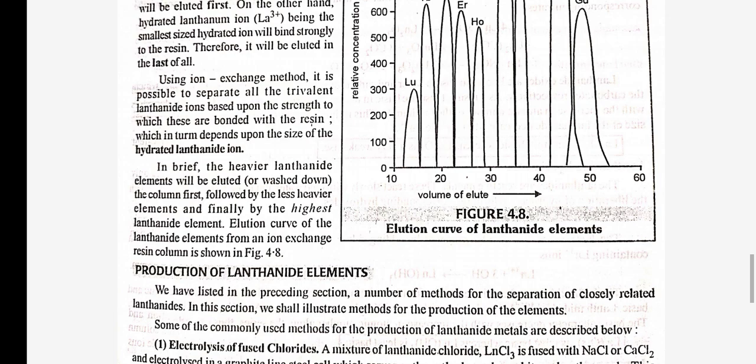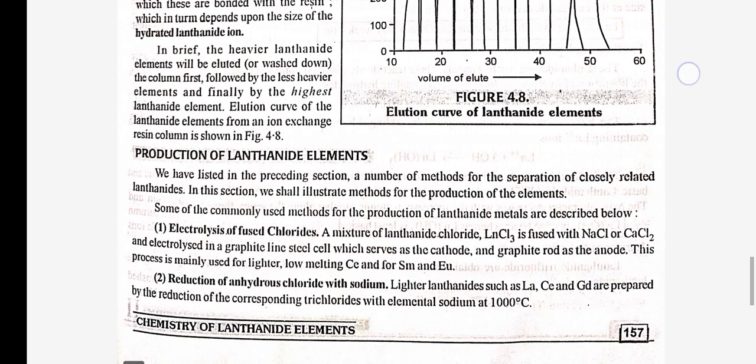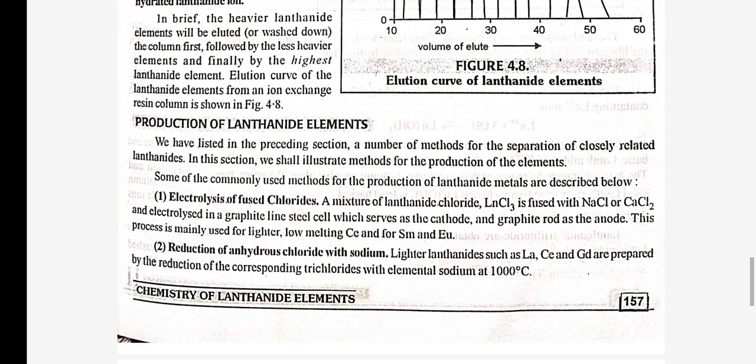Production of the lanthanide elements. We have discussed in the preceding sections a number of methods for the separation of the closely related lanthanides. In this section, we shall illustrate the methods for the production of the elements. Electrolysis of the fused chlorides. A mix of the lanthanide chloride is fused with NaCl or calcium chloride and electrolyzed in a graphite-lined steel shell, which serves as the cathode, and a graphite rod as the anode.